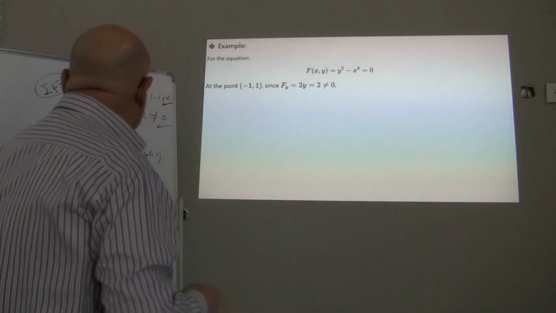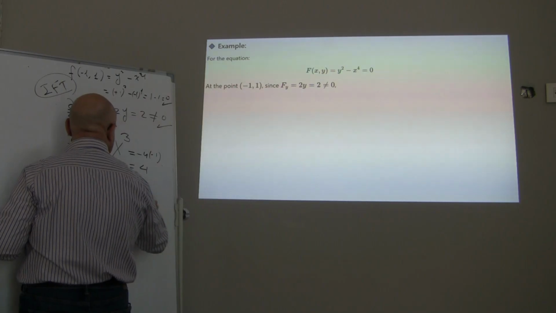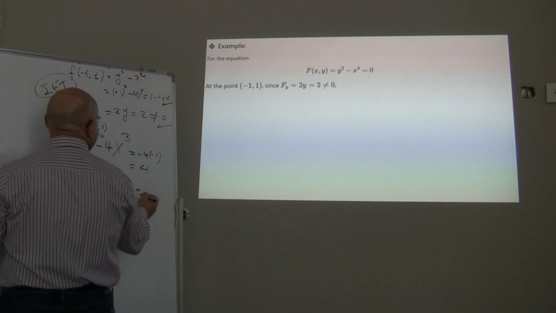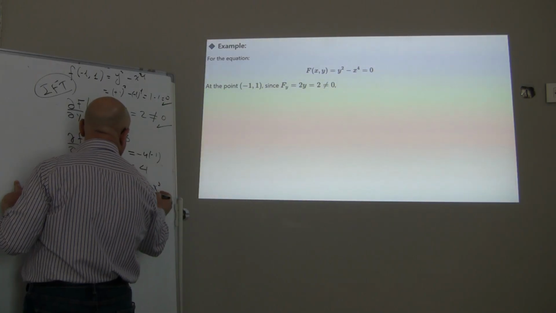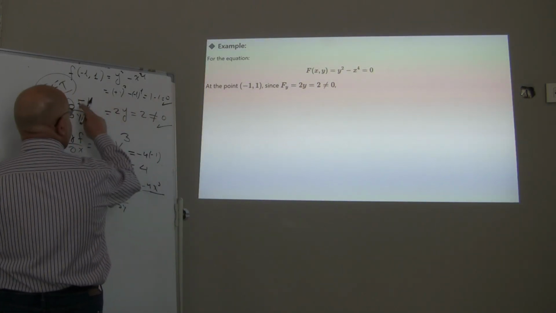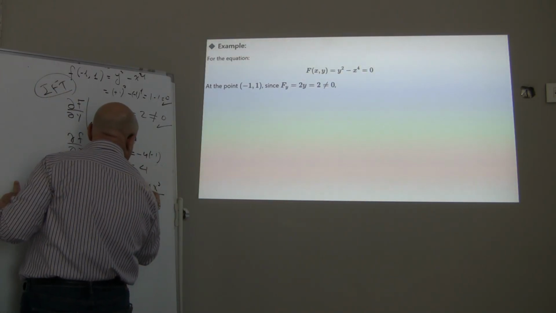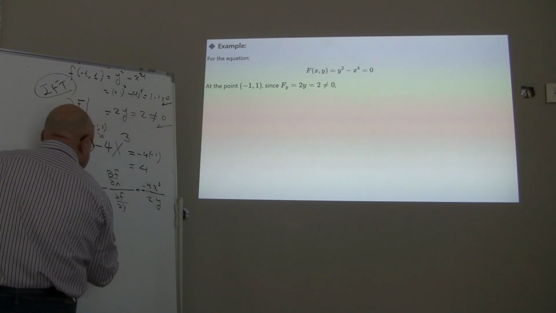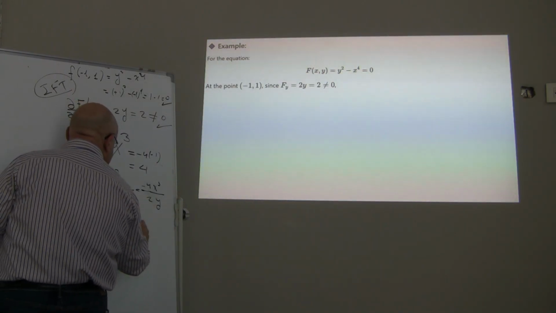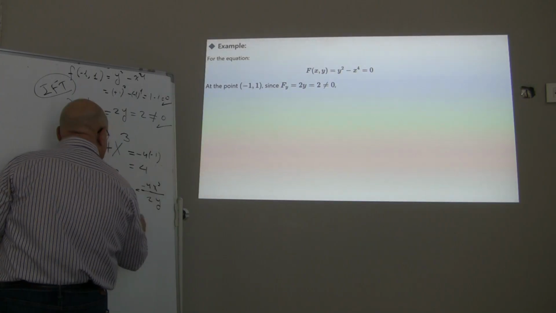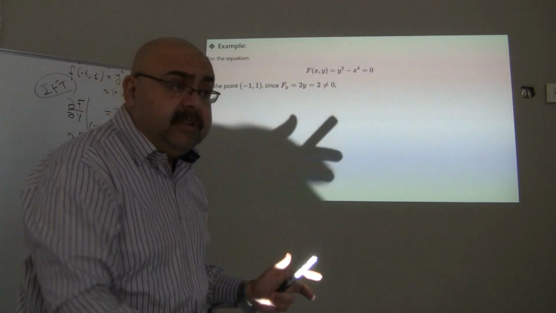If I wanted to do the substitution, it's very simple. Partial f partial x is negative 4x cubed, divided by partial f partial y, which is 2y, of course with a negative sign, so it comes up to a positive value, and it's going to be 2 times x cubed over y, and so on. I can substitute and get this value. So it's really very simple.